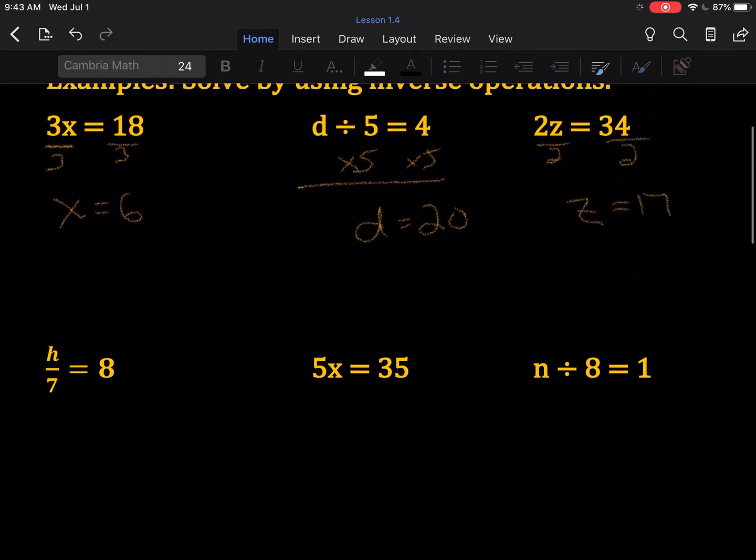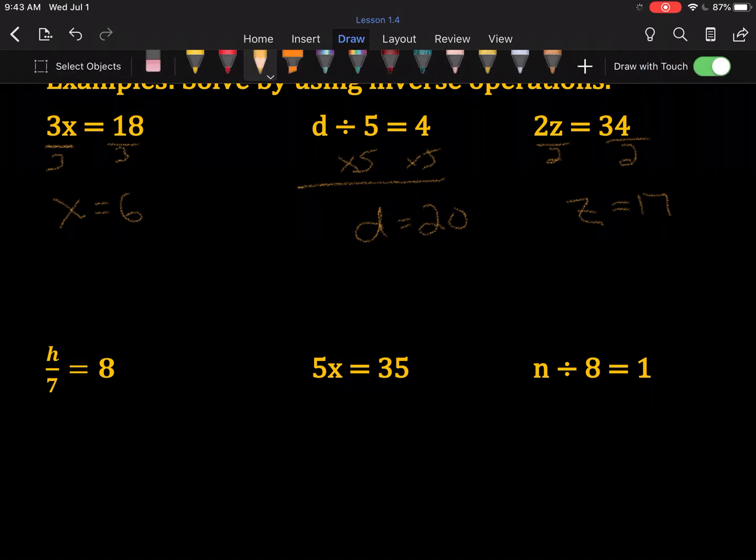This next guy is division. H sevenths is division. Remember, we can represent division as a fraction. And this is more often than not how you'll see it. Like the division symbol examples you're seeing are not going to be very common going forward. So we will multiply both sides by 7. 8 times 7, of course, is 56.